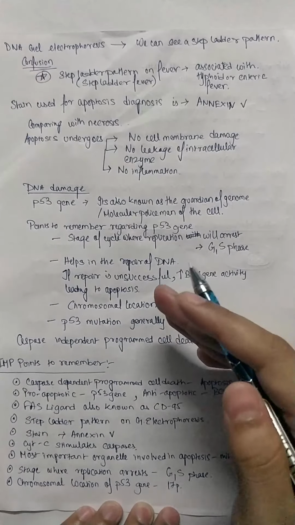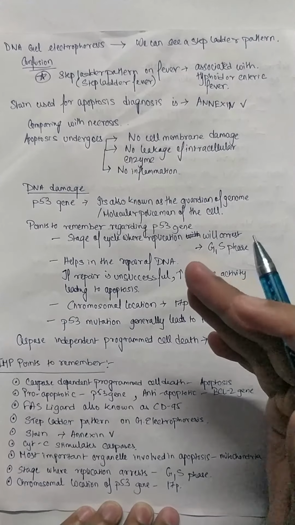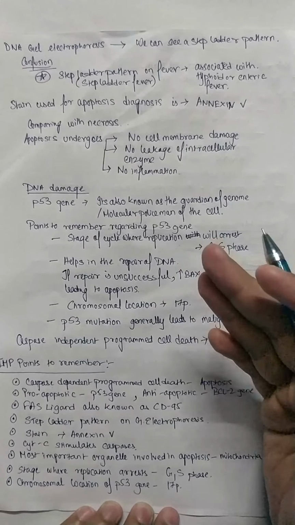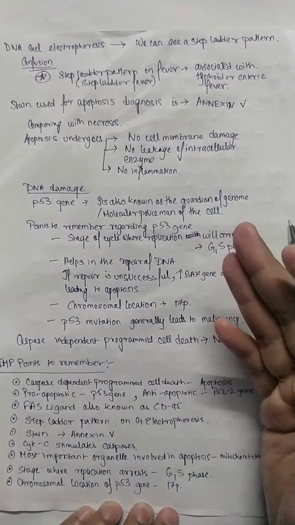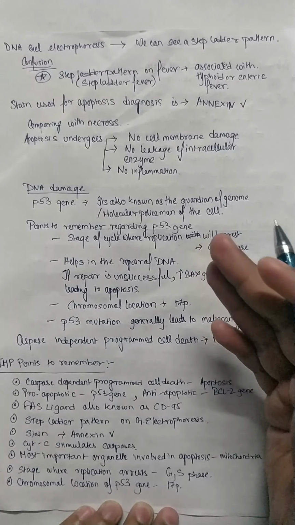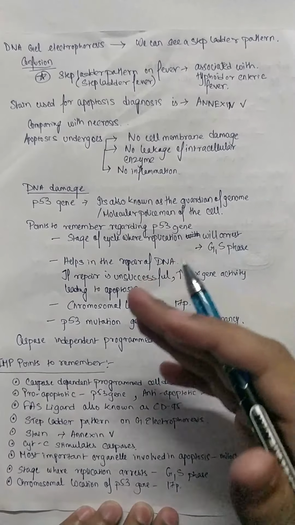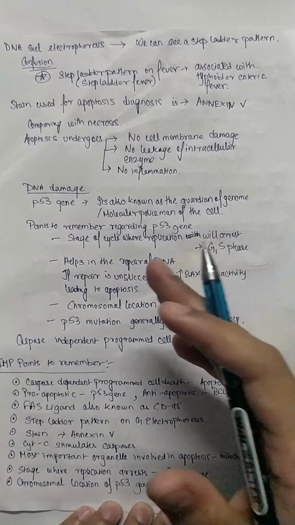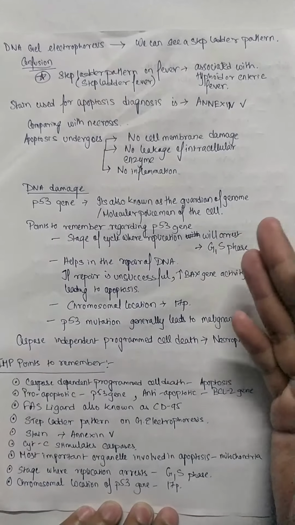So what does p53 gene do? p53 gene helps in the repair of DNA. So if the DNA is repaired, then it's well and good, and if it's not repaired, the p53 gene induces apoptosis. So if there is mutation or problems with the p53 gene and the cells cannot undergo apoptosis, the cell with the mutated DNA is going to persist, which will lead to malignancy.